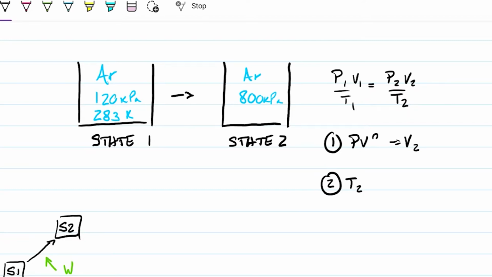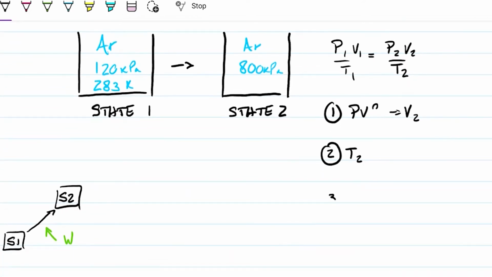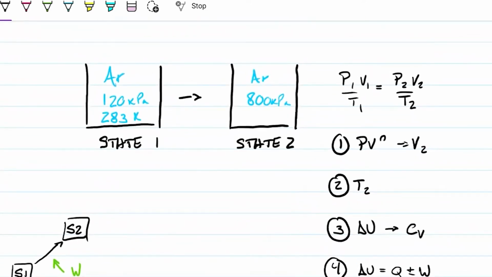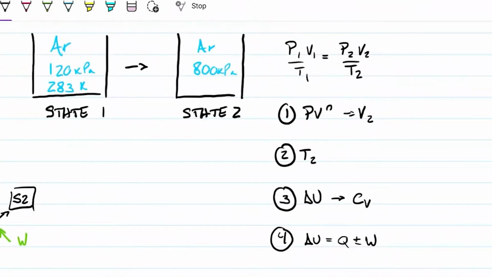Once I have T2, I can then find my internal energy, right? Because I can treat this as an ideal gas, so I can use the C sub V to find the difference in internal energy from 1 to 2. And if I have that, then I can apply the first law of thermodynamics to calculate the heat. No, I can't. I still need to find out what is the work. Work being done by the piston is going to need an extra step here. Where can I find this?